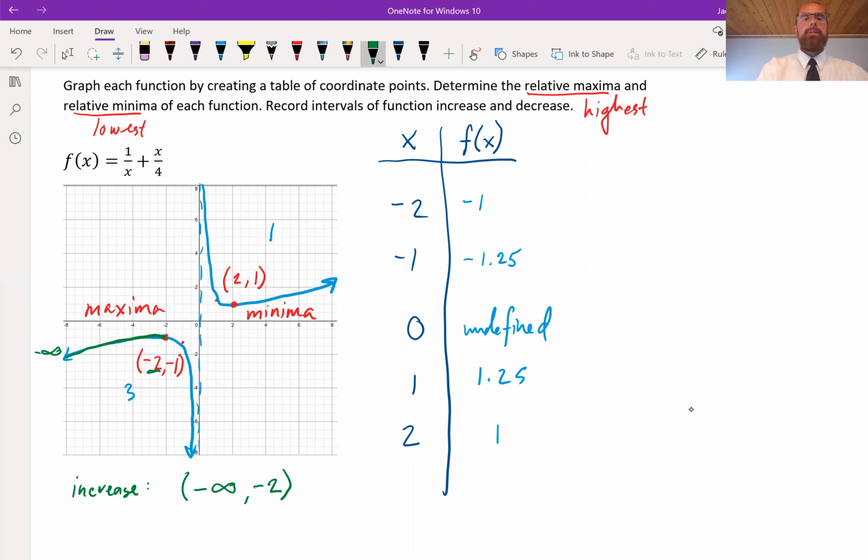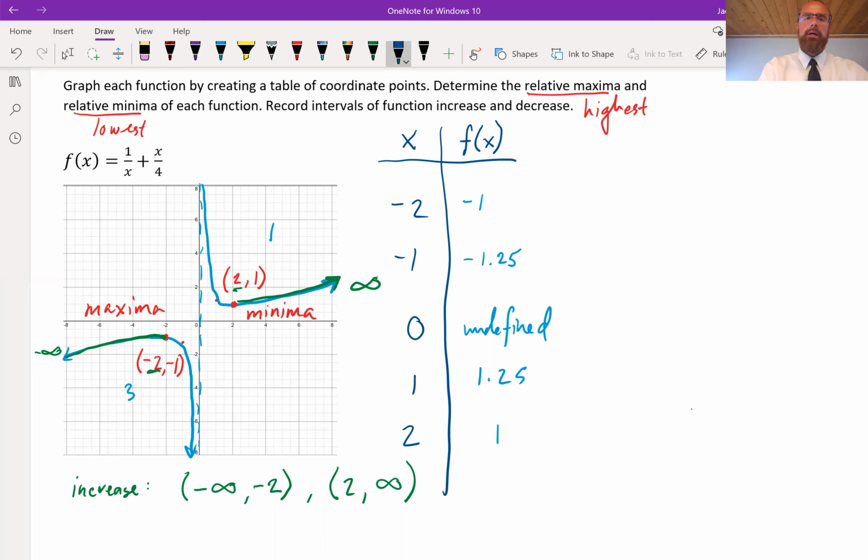When I pick up on this right-hand branch up here in quadrant 1, it also starts by decreasing. But then as it reaches the relative minima at 2, 1, it begins to increase again from the x value of 2 all the way to forever, which we'll indicate as +infinity.